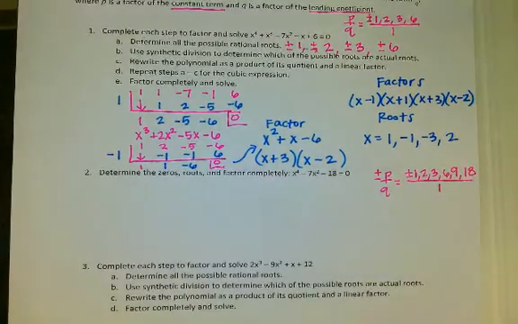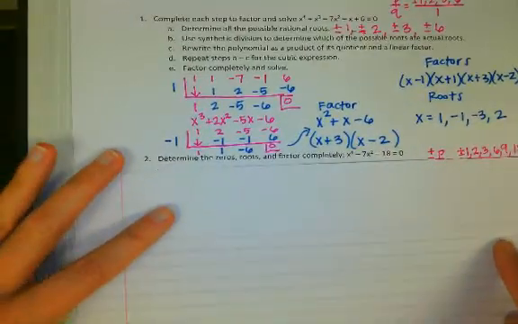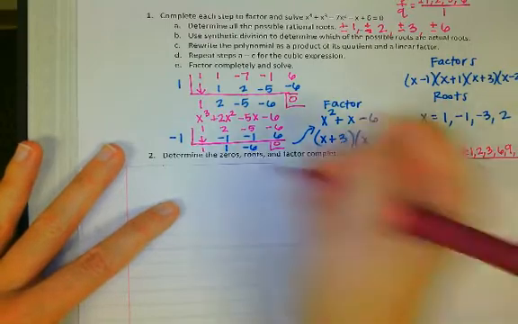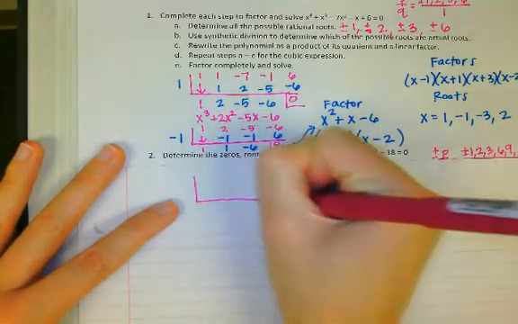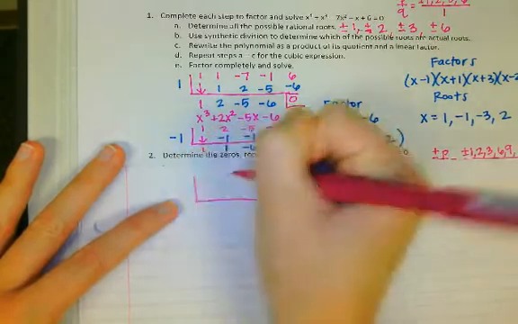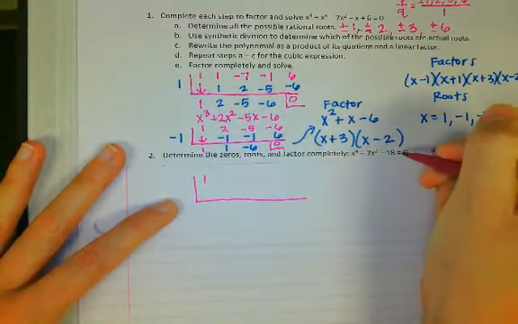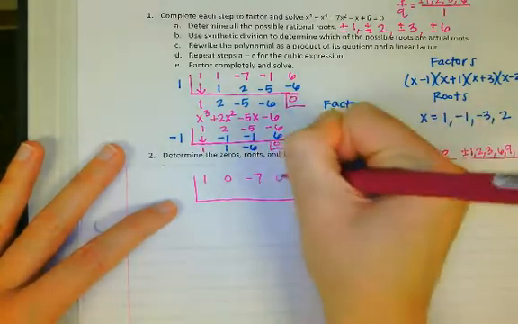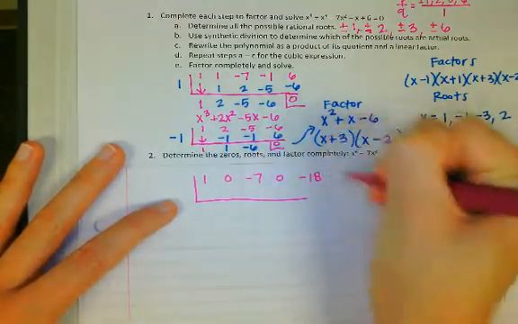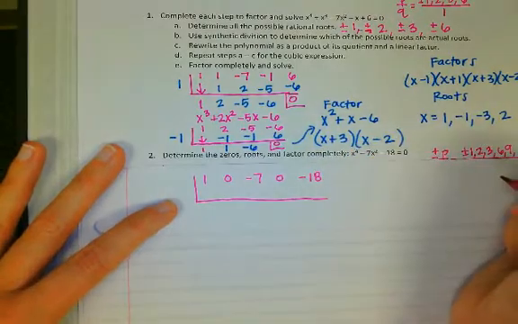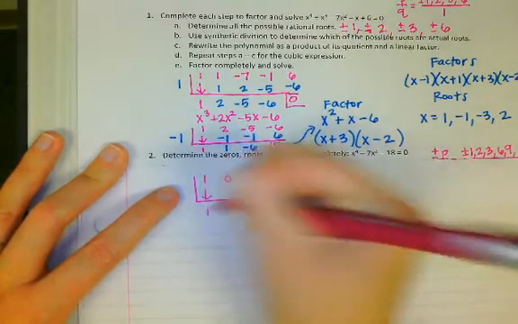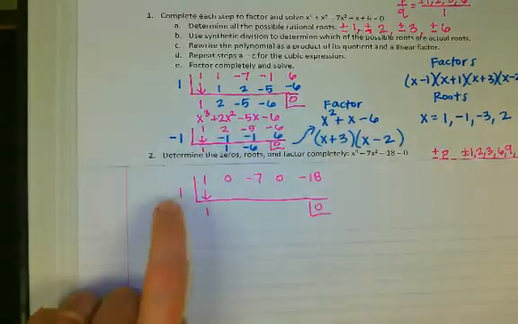Okay, I'm going to get a scratch piece of paper because I want to show you what it looks like if you pick something that doesn't work. So I'm going to start my synthetic, and I'm going to use, let's see, 1x to the 4th, 0x cubed, negative 7x squared. So I need 2 zeros as placeholders in this problem. My goal is to get a remainder of 0, and I'm going to start by trying 1.